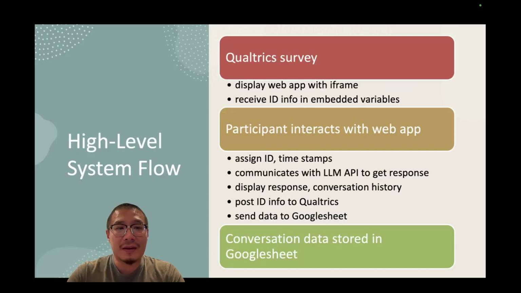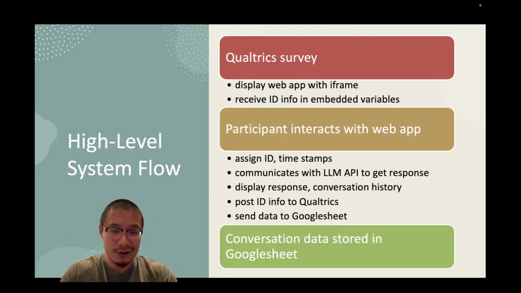So in terms of the high-level system flow, when the participant is randomized into this chatbot treatment in our study, the web application will display behind the Qualtrics. Qualtrics also receives some ID information and stores it in the embedded variables in the data, so you can make a connection between the data collected by the chatbot and the data collected by Qualtrics and merge them for your analysis.